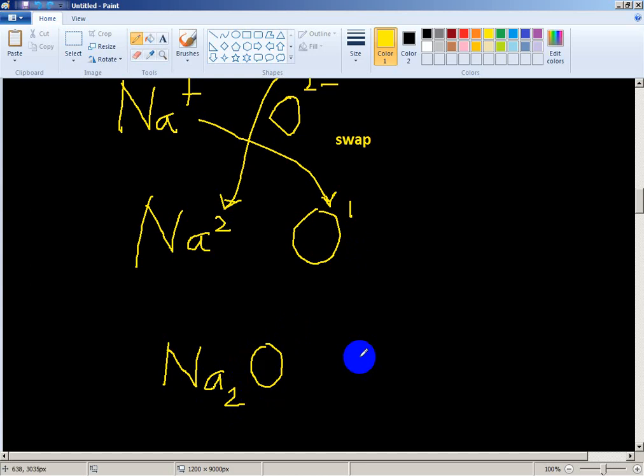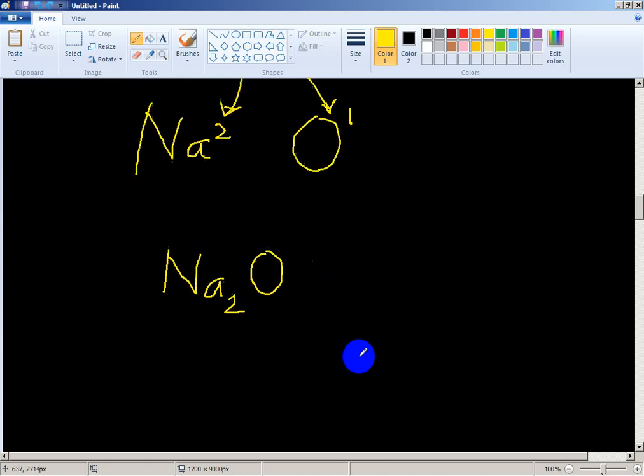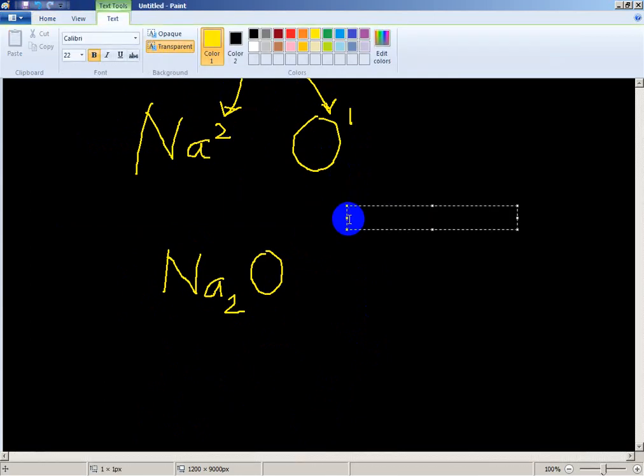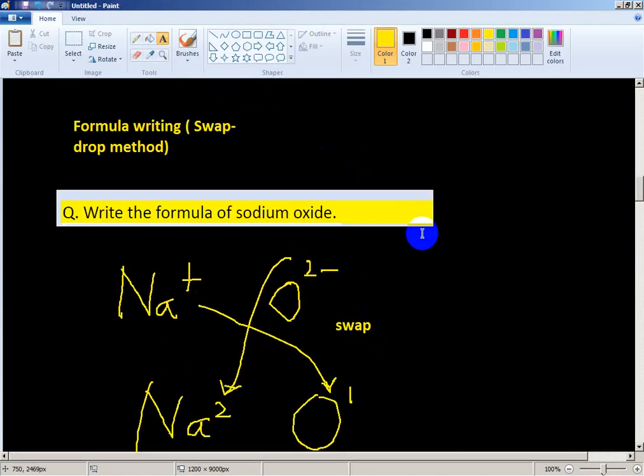Okay, so this is the formula of sodium oxide. So I have here 1 drop. So this is the swap drop method. So using the swap drop method I have written the formula of sodium oxide.